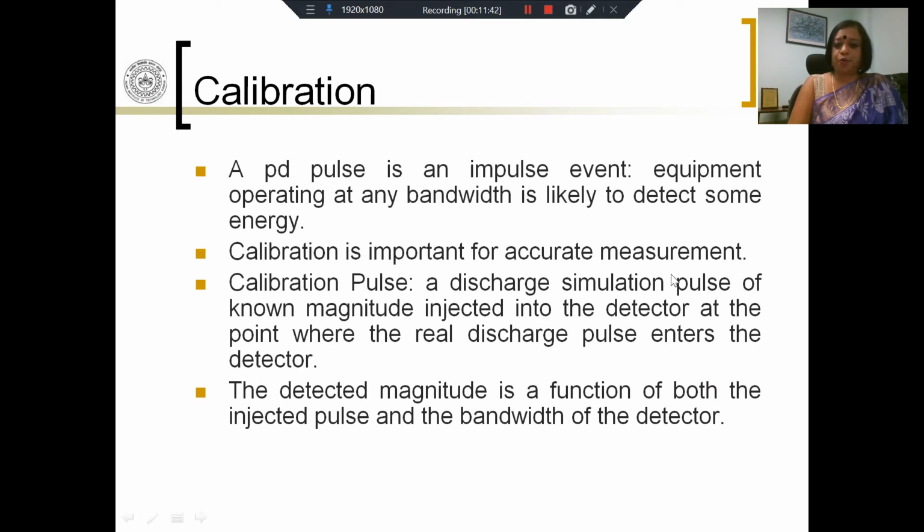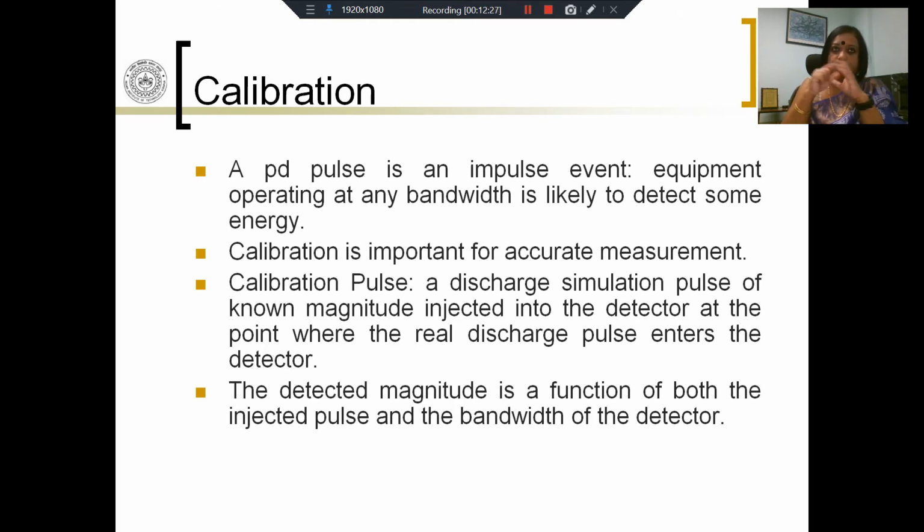So calibration is important for accurate measurement, and therefore we have to have a calibrator. This calibrator will inject a calibration pulse into the experimental setup. What is a calibration pulse? A calibration pulse is a discharge simulation pulse. It's not a real discharge, but we send a pulse with a similar frequency bandwidth. So it's again an impulse. We know the exact shape and the exact magnitude, so we know the magnitude of each frequency component that makes up the calibration pulse. This is injected into the detector at the point where the real discharge pulse enters the detector.